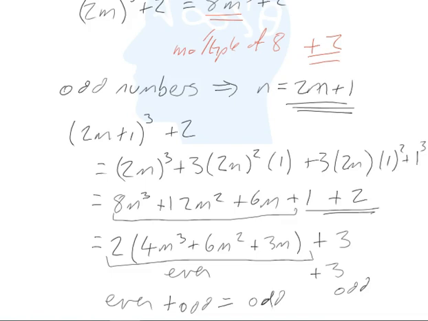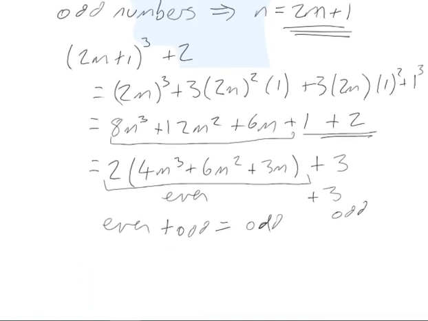And so therefore, if we've got an even plus an odd being an odd number, that's not divisible by 8. So therefore, that's that bit sorted. My odd numbers cubed plus 2 are not divisible by 8 either. So if it's not divisible by 8 for the even numbers and also for the odd numbers, then that's all of them done. And there you go. That's your proof sorted.